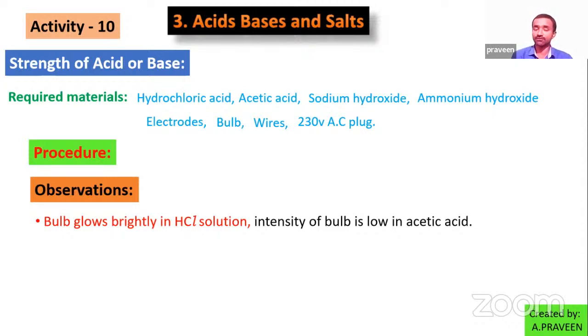Why? So that we will observe here. The reason behind the brightness of the bulb decreasing in acetic acid, while it is more bright in the HCl solution. Let's see with sodium hydroxide and ammonium hydroxide.